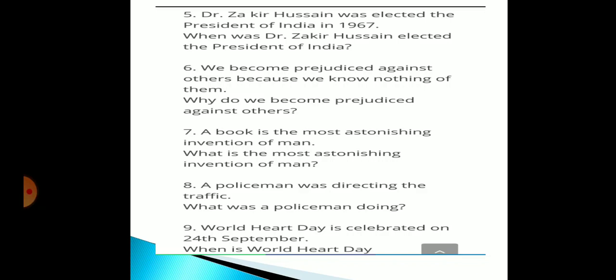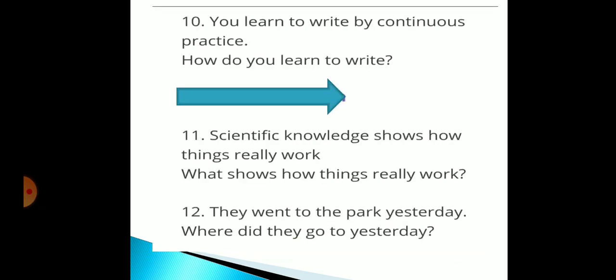Ninth one, World Heart Day is celebrated on 24th September. When is World Heart Day celebrated? And the last one here, 10th one, you learn to write by continuous practice. How do you learn to write? 11th one, scientific knowledge shows how things really work. What shows how things really work? 12th one, they went to the park yesterday. Where did they go yesterday is the correct WH question.